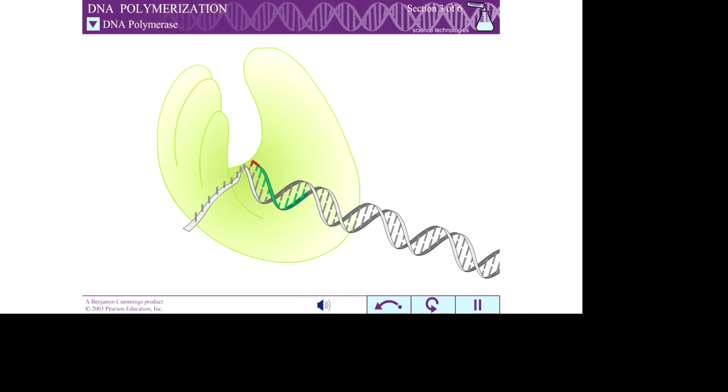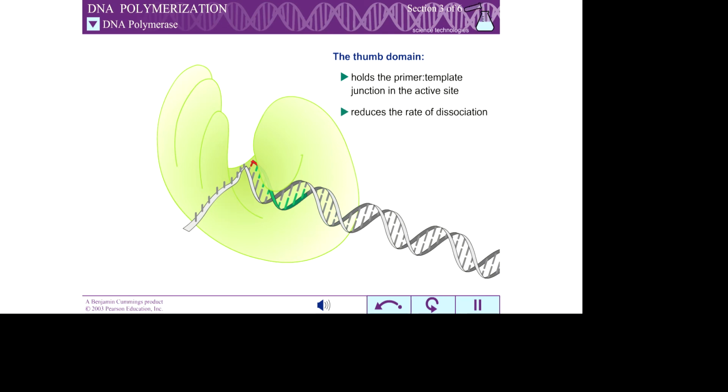In contrast to the fingers and the palm, the thumb domain is not intimately involved in catalysis. Instead, the thumb interacts with the DNA that has been most recently synthesized. This serves to maintain the correct position of the primer-template junction in the active site and reduce the rate of dissociation of the polymerase from the DNA substrate.